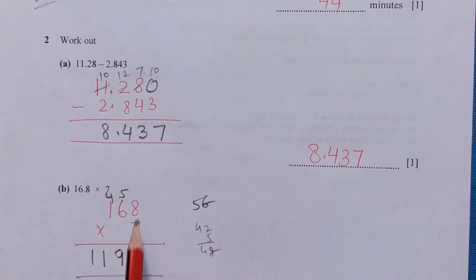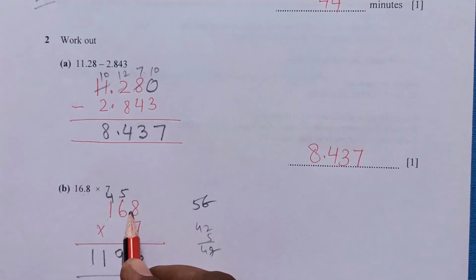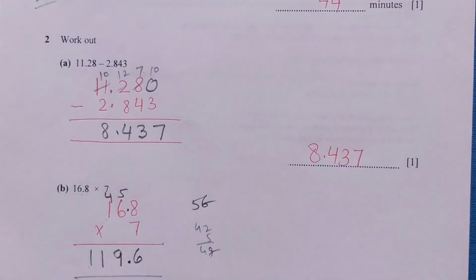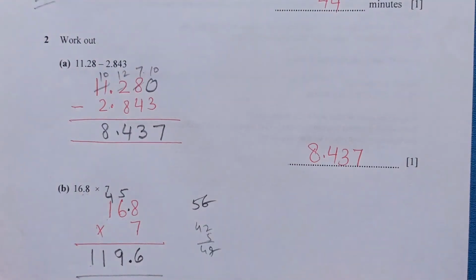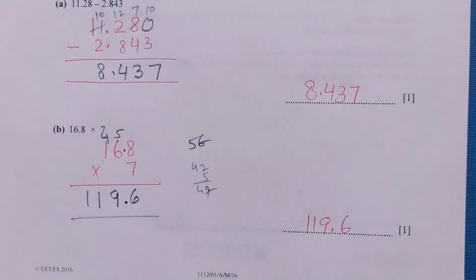That is 168 times 7, it is 1176. But we have one decimal here. So if you put one decimal, our decimal will go before the last digit. So it's 117.6. This is the final answer for this question.